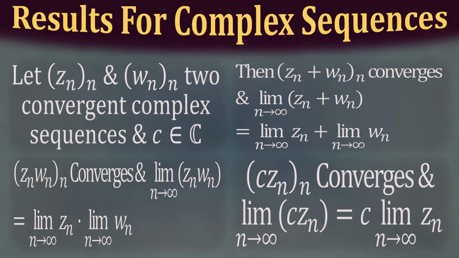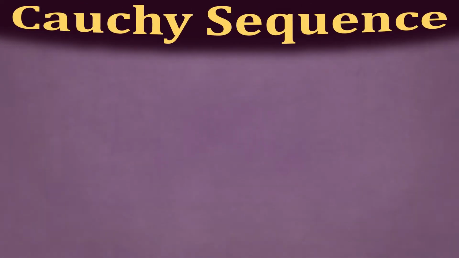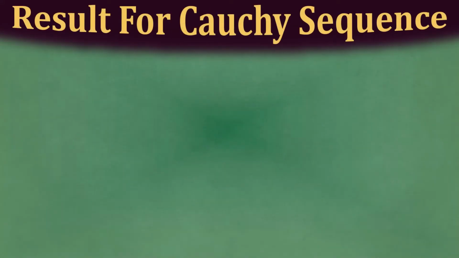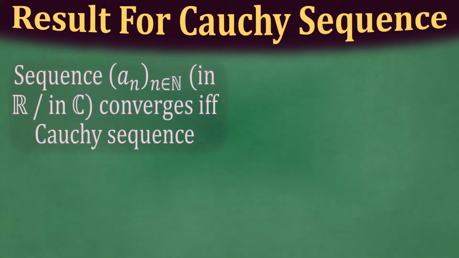Now, let's move on to defining a Cauchy sequence. A sequence a_n is a Cauchy sequence if and only if for all epsilon greater than 0 there exists a capital N such that for all n and m greater than capital N, the modulus of a_n minus a_m is less than epsilon. Next, let's give a result for Cauchy sequences. A sequence a_n in the reals or the complex numbers converges if and only if it is a Cauchy sequence.